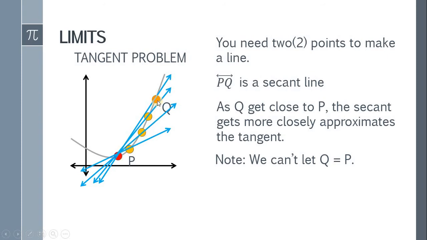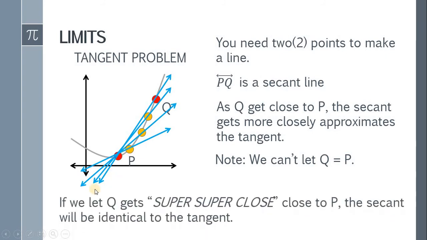So, kapag ginawa natin yun, yung point Q, inilapit natin ng super close sa point P, yung secant line ay magiging super close dun sa ating tangent line. You get the idea? So, ulitin ko. Kapag yung point Q, inusad natin na super close dun sa point P, yung secant line ay magiging super close dun sa ating tangent line. So, if we let Q get super close to point P, the secant will be identical to our tangent line. And that idea is what we call the limit.